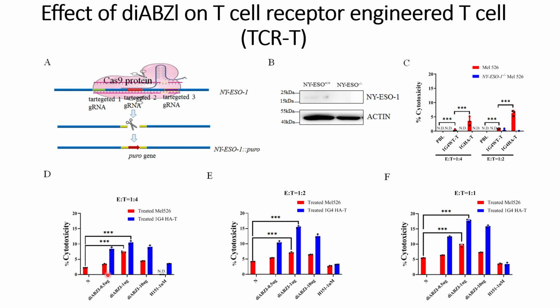They observed this for different ratios of effector cells and target cells, and they found that as the ratio of effector cells increases compared to the target cells, they see an increase in the cytotoxicity. That can be seen in panels D, E, and F. One thing they found is that after a certain threshold, the increase in DiaBZl will cause a reduction in the cytotoxicity.